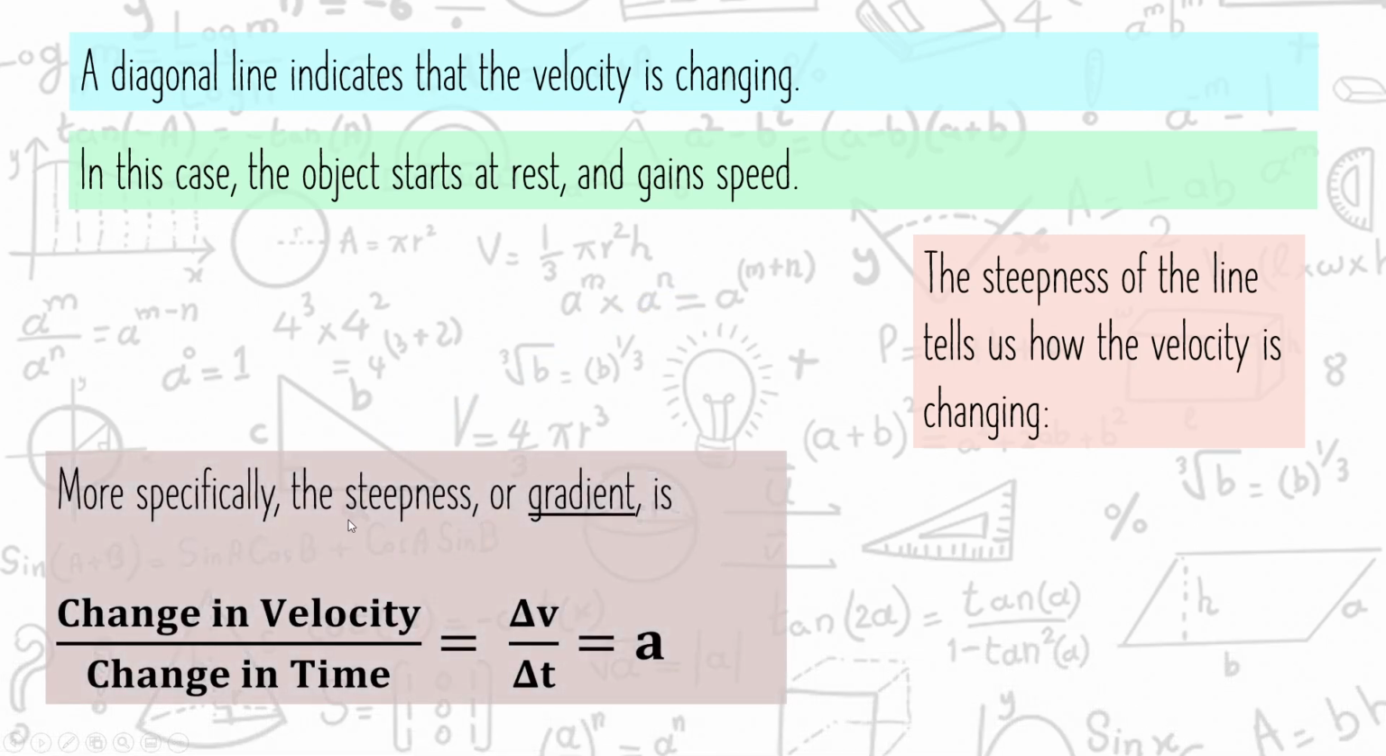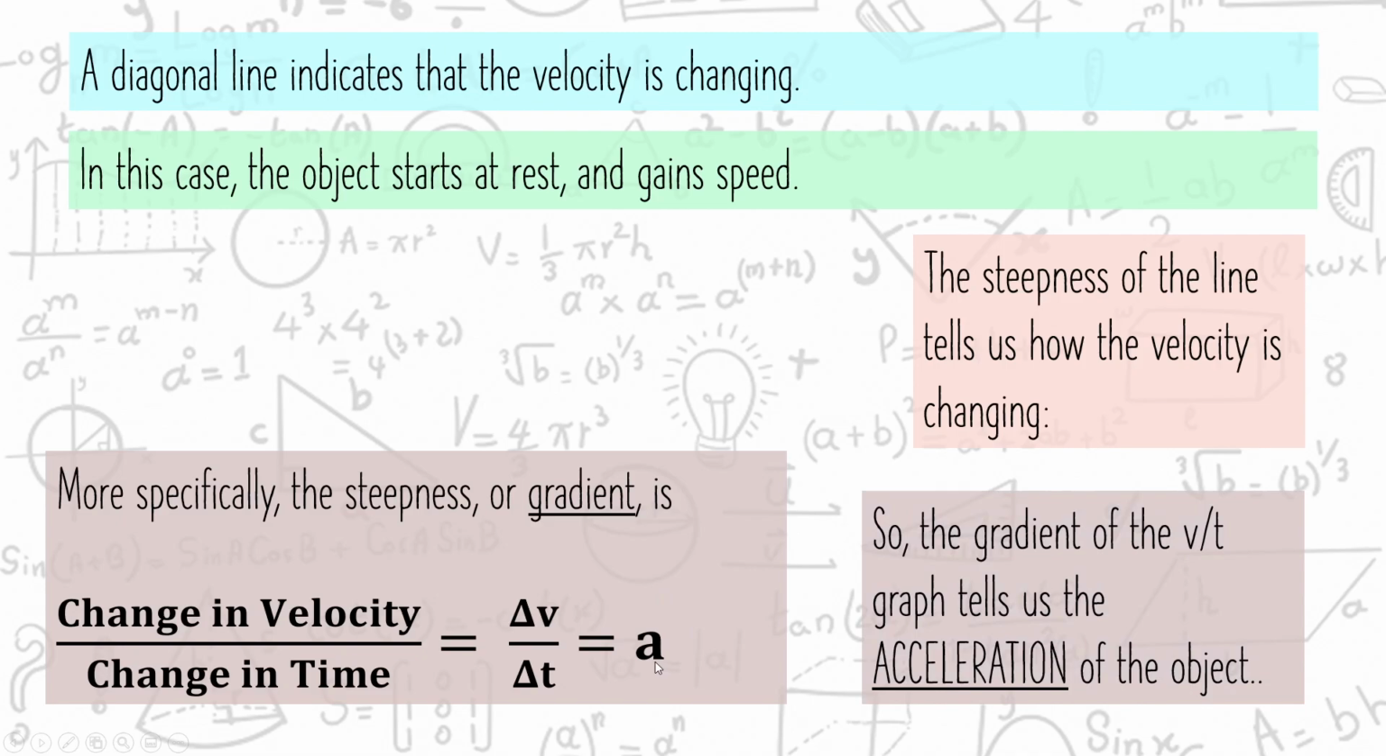Now, the gradient of a velocity time graph, if we look at the two parts, we've got velocity on the vertical, the y, and we've got time on the horizontal, the x. If we divide one by the other, we get change of velocity over change in time, which is the formula for acceleration. So calculating the gradient on a velocity time graph gives us the acceleration of an object.